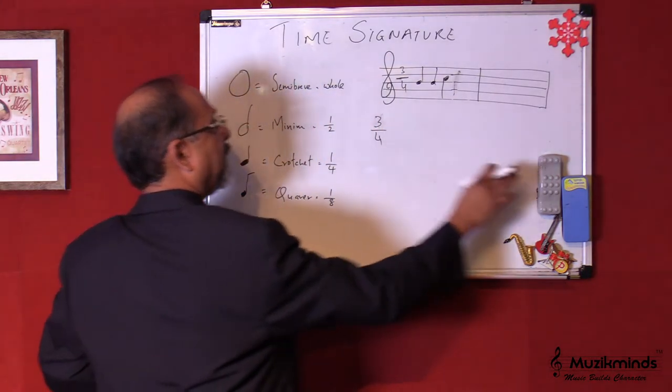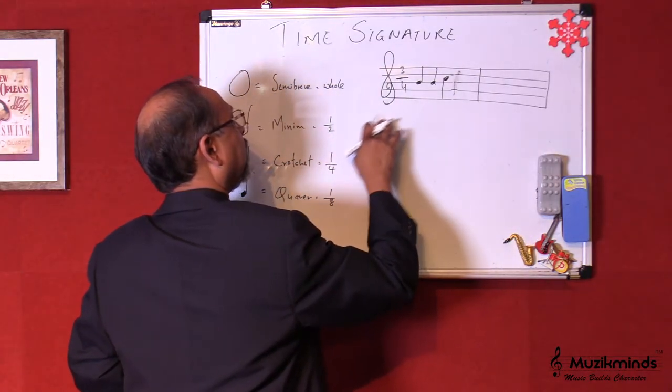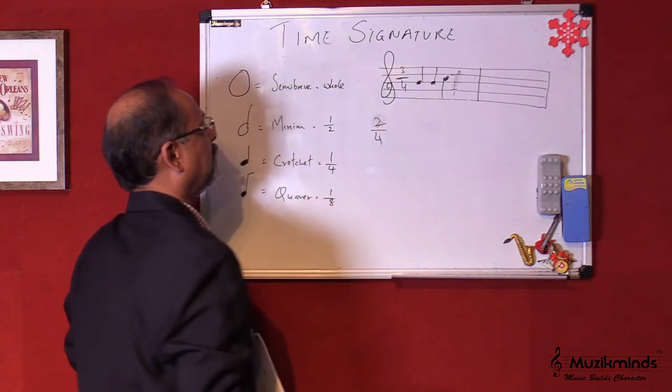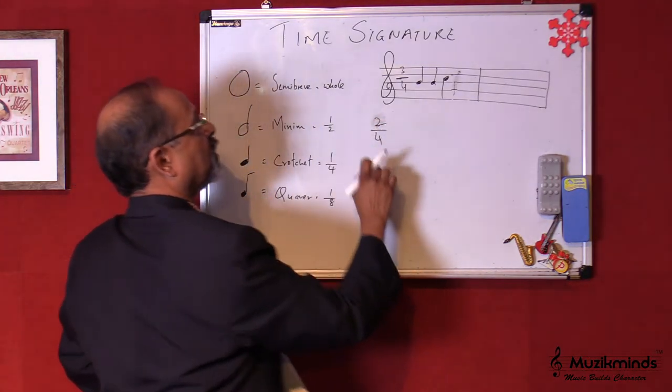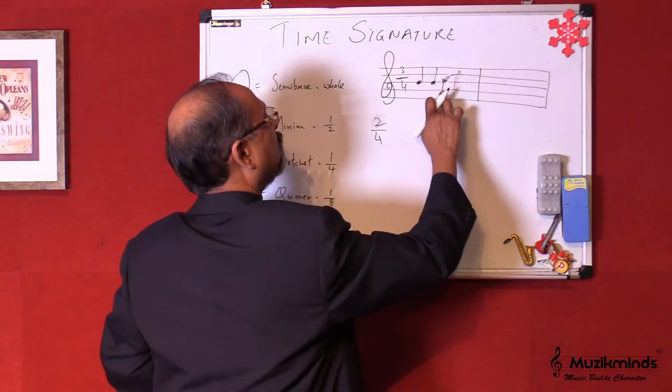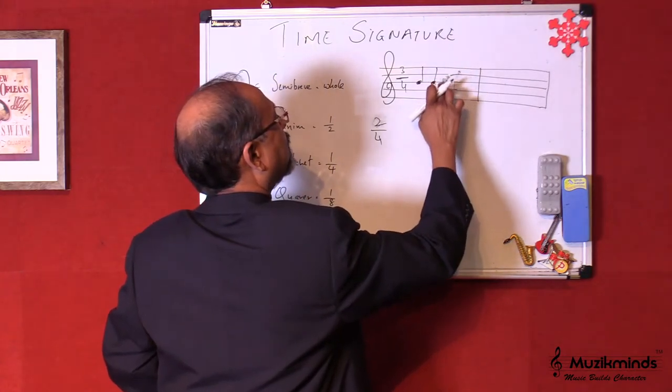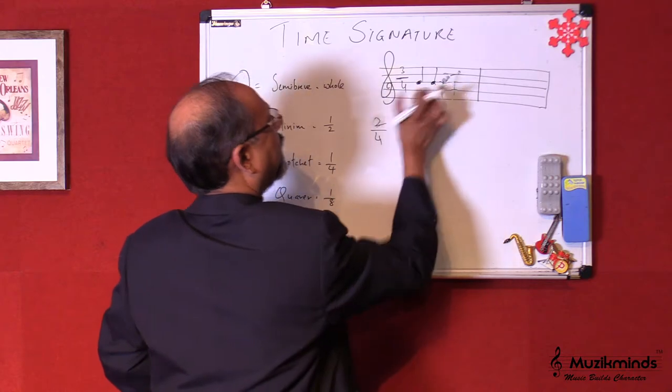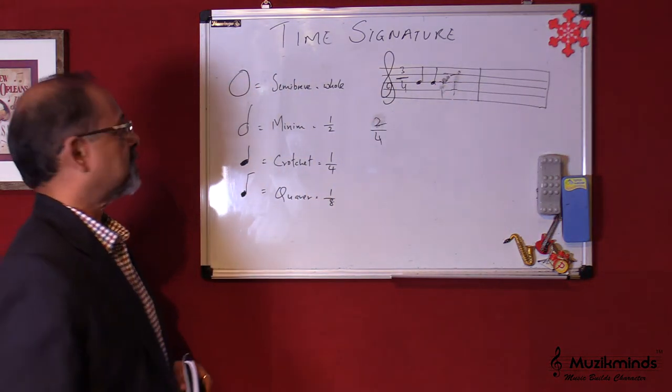And if I have a figure like 2/4, it would mean two crotchets in one bar. That means it would be something like this. So your bar would have just two crotchets.